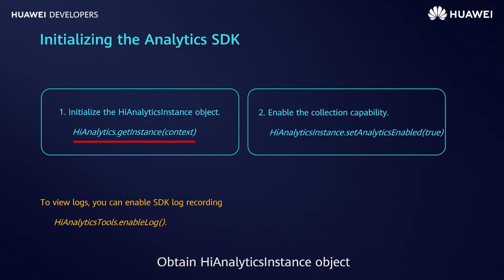Obtain HiAnalytics instance object with getInstance method of HiAnalytics. 2. Open analysis service. Use setAnalyticsEnabled method of HiAnalytics instance. Input parameter true. Huawei Analysis Service is started this way.